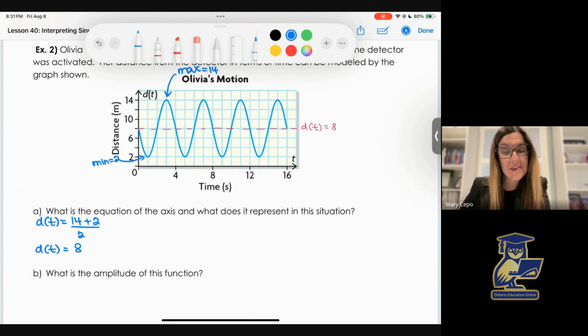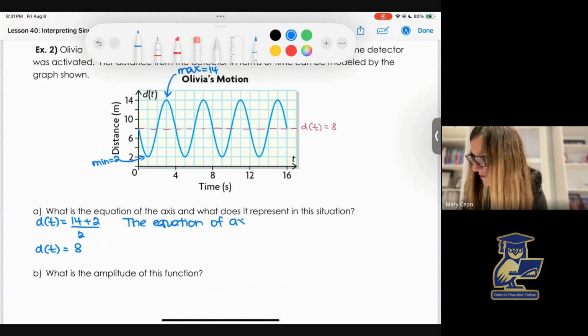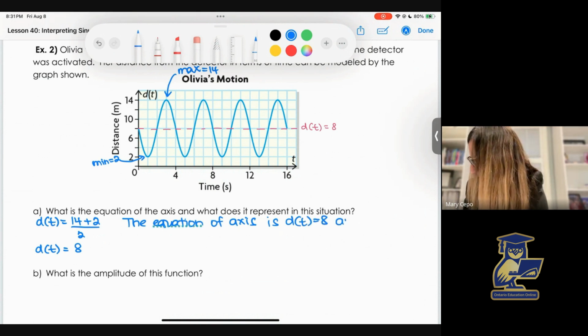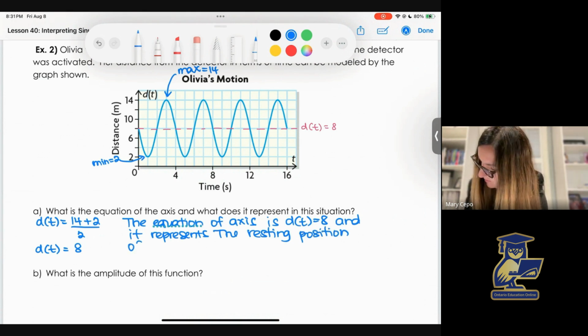Okay, so what does that mean? The equation of the axis is d(t) equal to 8, and it represents the resting position of the swing.